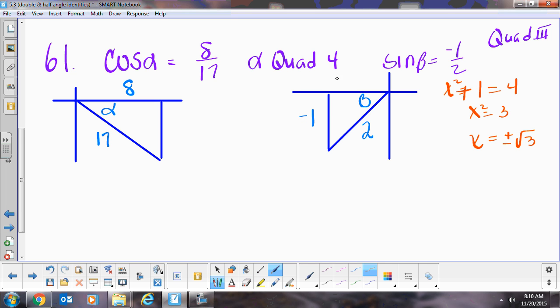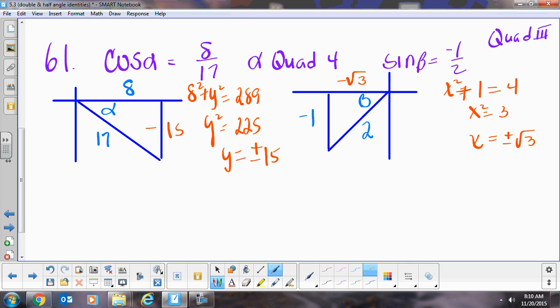So which one do we choose? Negative square root of 3. All right. So now we've, yes, sir? If we already know it, the last side, do we have to show that? Okay. If it is a 30, 60, 90, or 45, 45, 90 triangle, no. If it's a 3, 4, 5, 6, 8, 10, 5, 12, 13, you at least have to show me x equals plus or minus. You with me? Because you get points for that. This is going to be 225, which means y is going to be plus or minus 15. And which one do we choose? The -15.